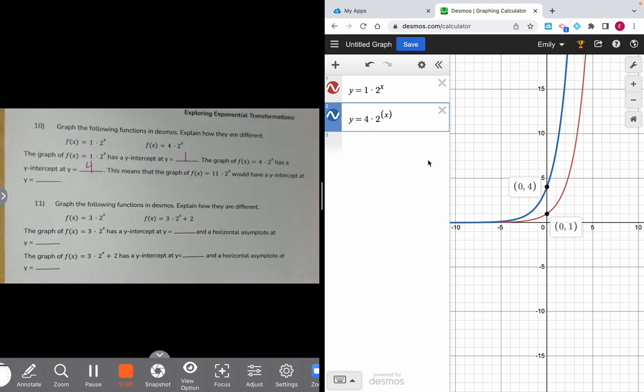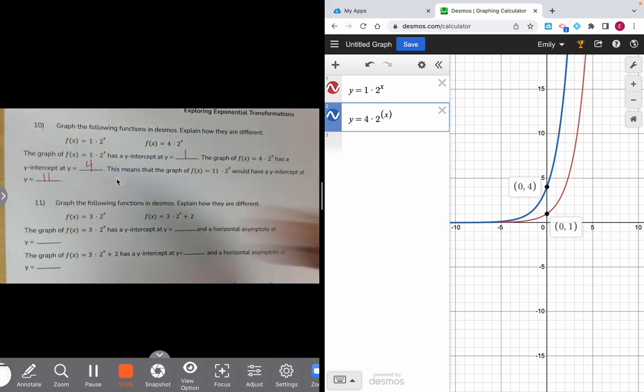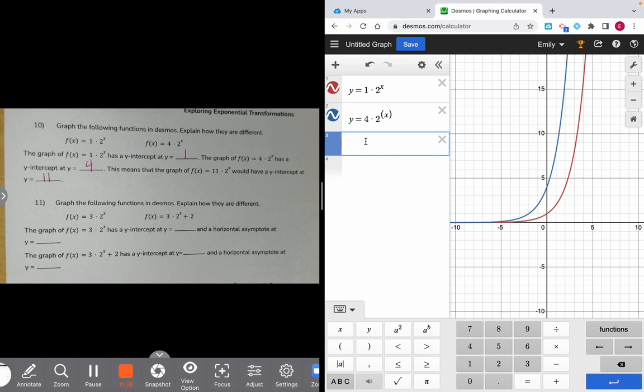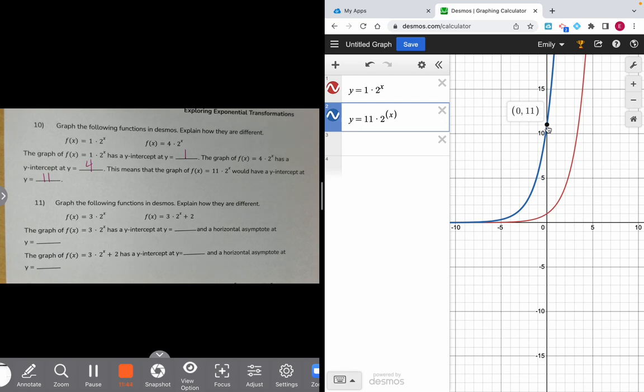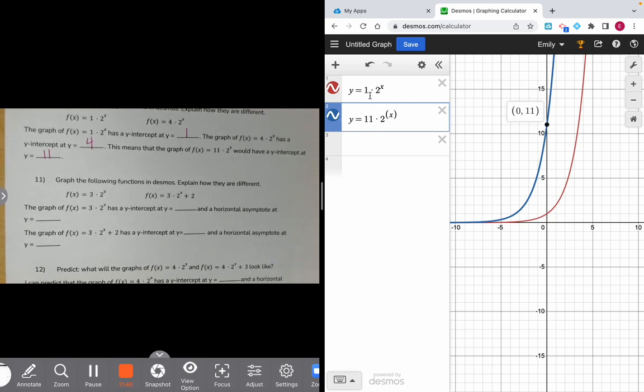So in theory, we could also say that the graph of 11 times 2 raised to the power of x would have a y-intercept at y equals 11. And we can check that just to see if that's the case. I can change out this 4 for an 11. And yep, I have a y-intercept at 0, 11. So it works.